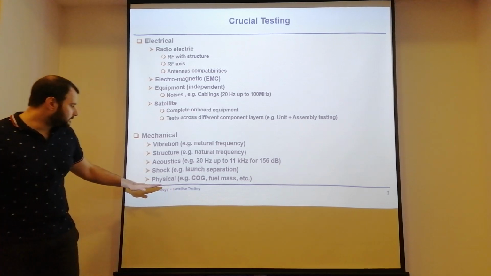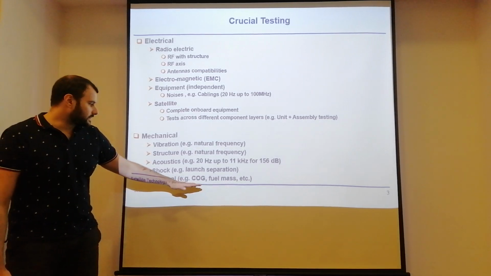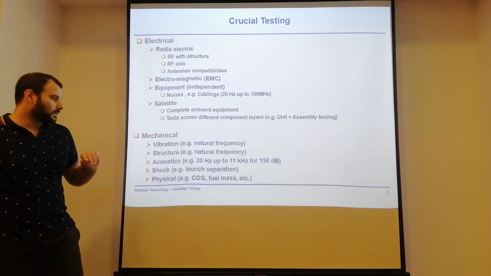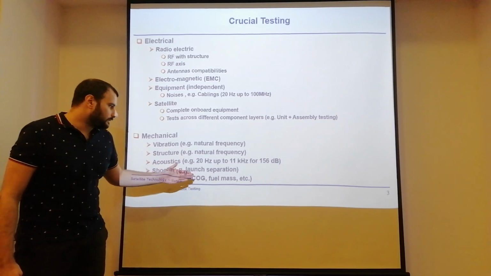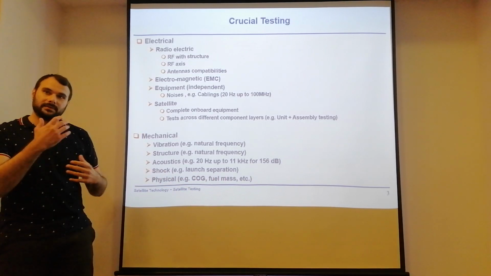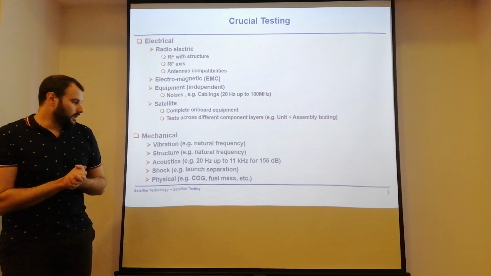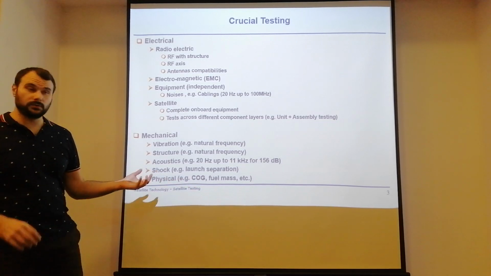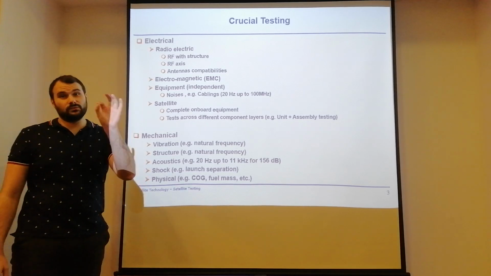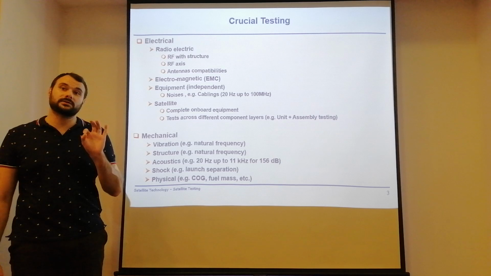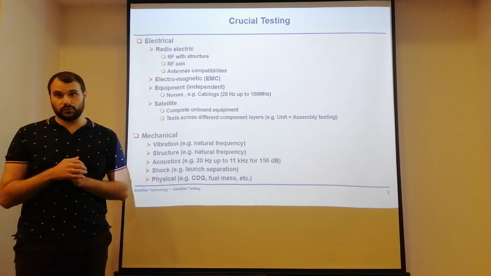And lastly, you have physical checks, for instance, on your gyros, on your mass, on your fuel. So you want to check that everything is within the margin where you want to have it. And center of gravity is a very important point to determine. So you want to know where the center of gravity of your satellite is, because this is later really important for your attitude control system.